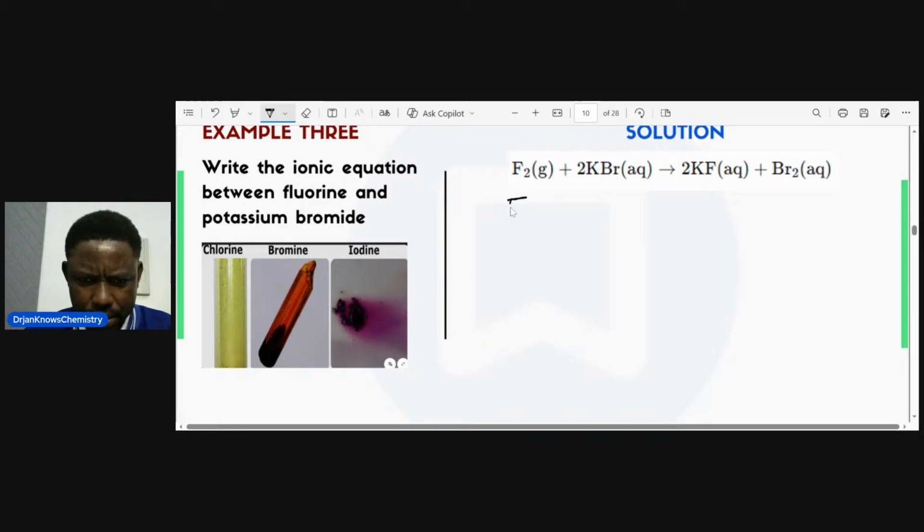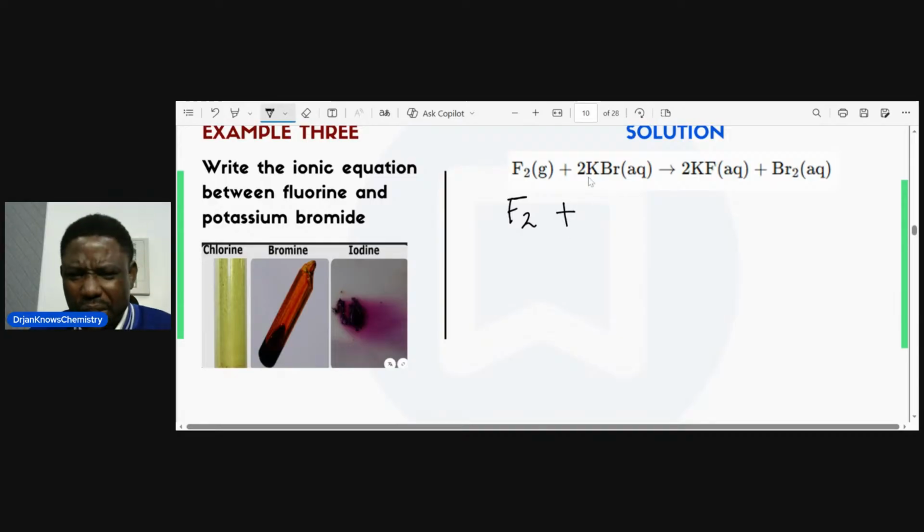Very easy. F2, because it's fluorine, one element, you can't split it. If you are inviting two people to your birthday party, you say, oh, my two guys are coming. But if one person is coming, you can't split one person and say half is coming. You'll be killing the person. So we don't want to kill chlorine or fluorine, and that's why we are not splitting it in the ionic equation.